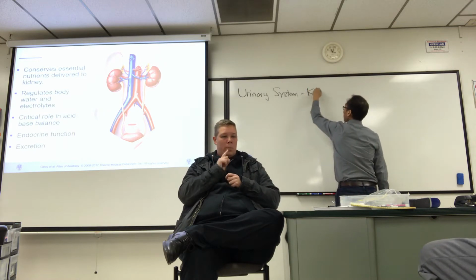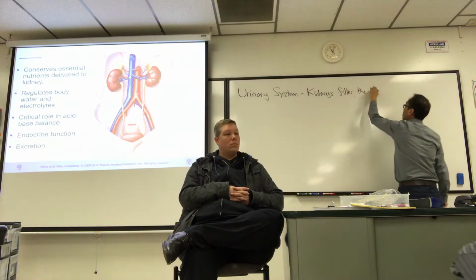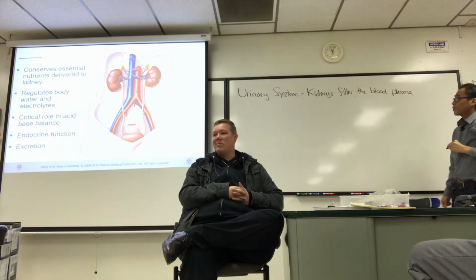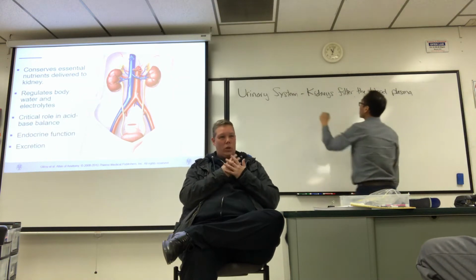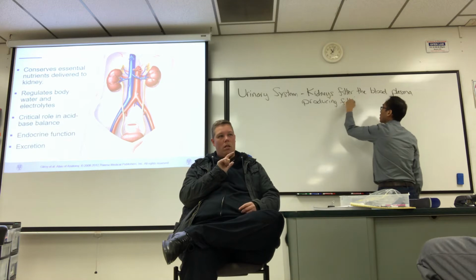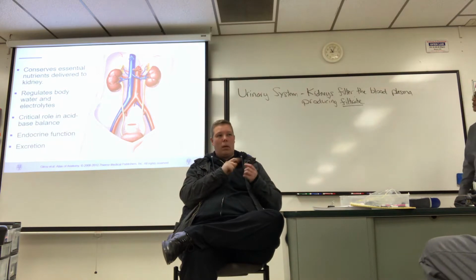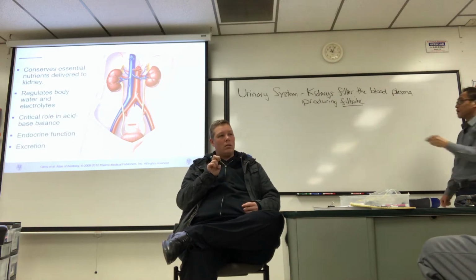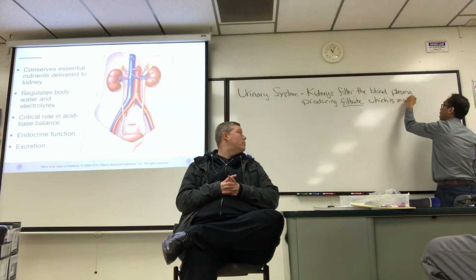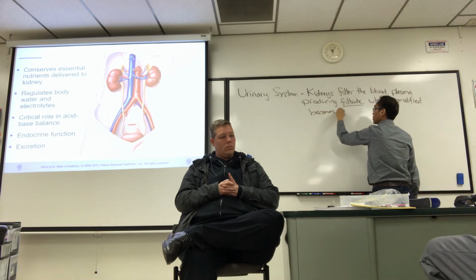Kidneys filter the blood plasma, producing filtrate. So this term filtrate, it's the filtered plasma, it's fluid. Filtrate, which is modified, basically becomes what we call urine.